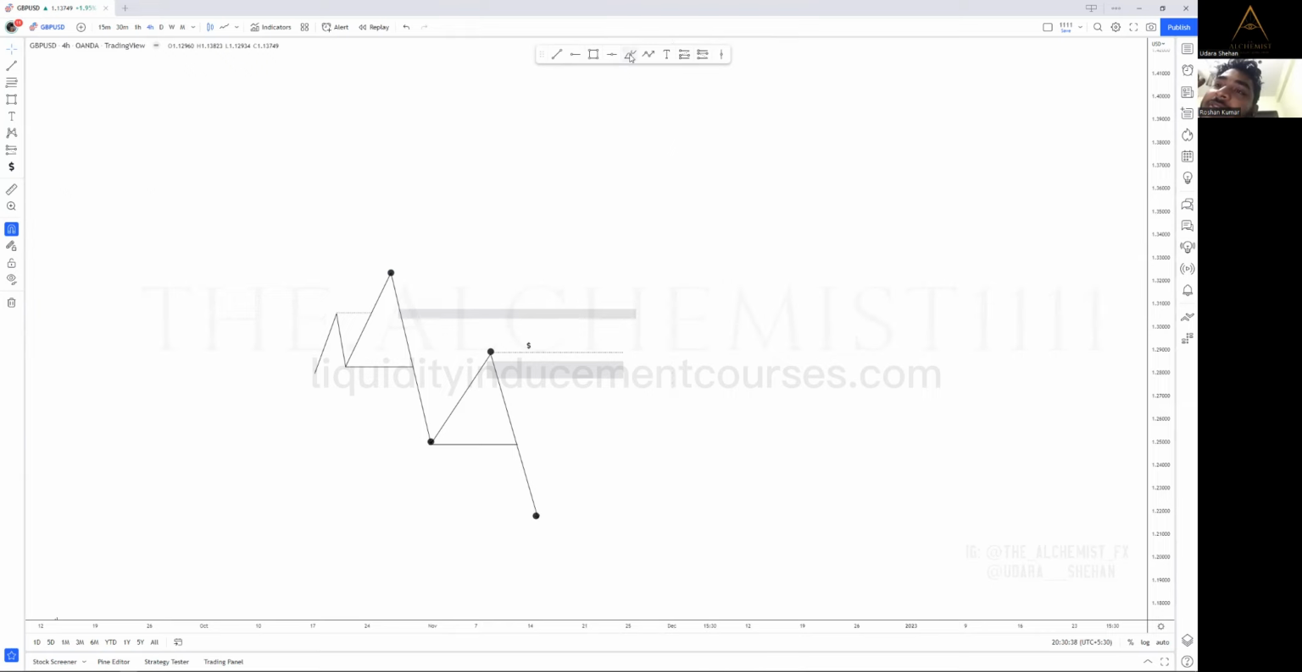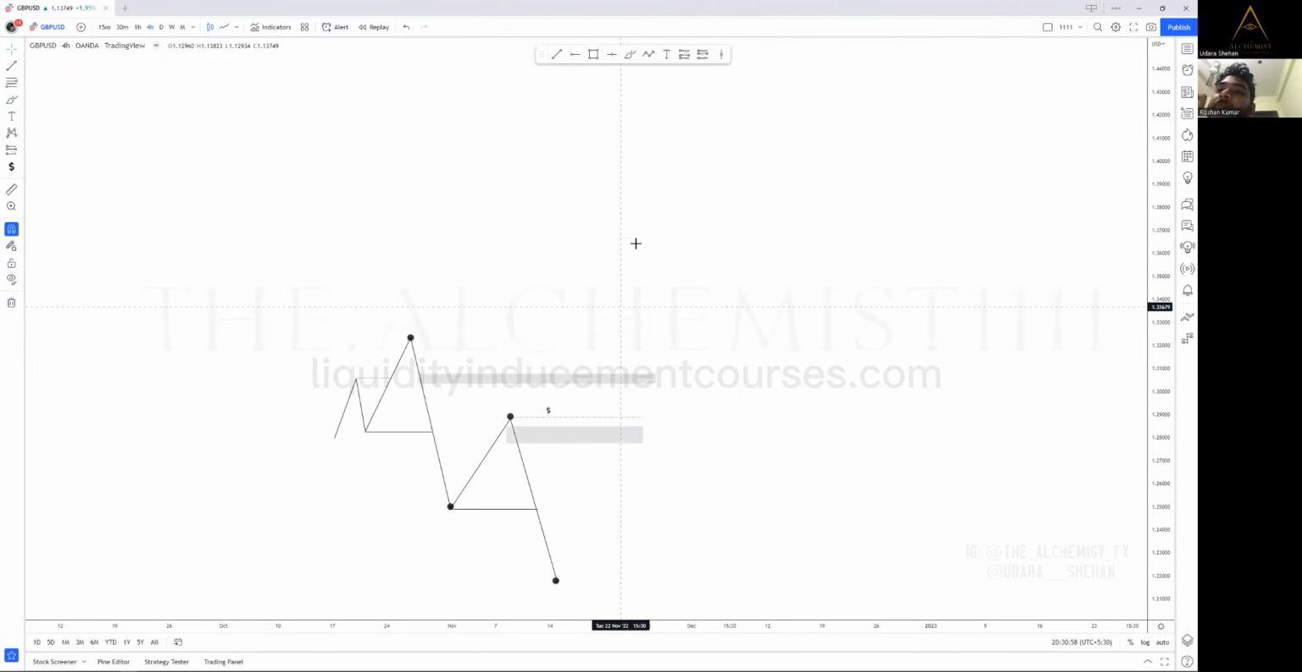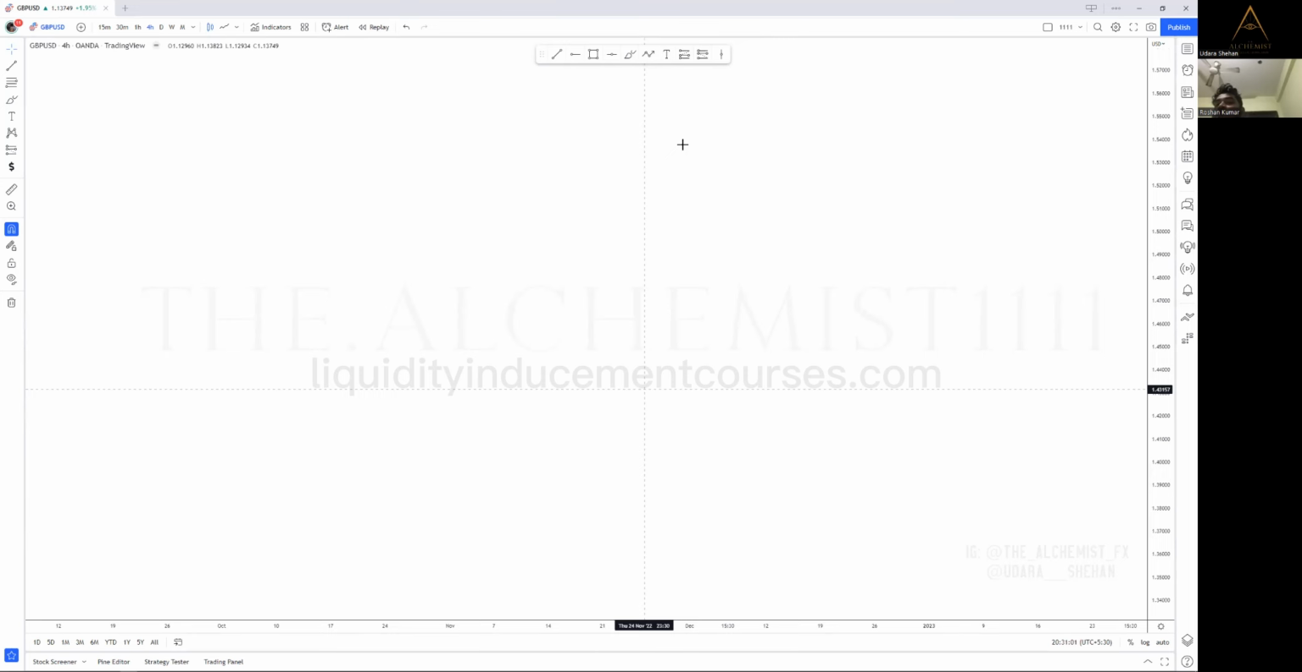Now, we'll only be marking out two types of POIs. One will be imbalances. You know what imbalances are, but remember, imbalances are not that important. The most important type of POI will be the closing prices of candles. I will show you examples. So first, how are order blocks formed? Let's go through it.